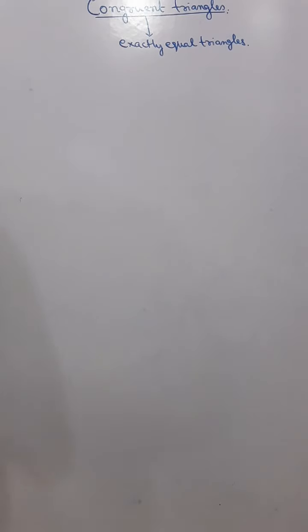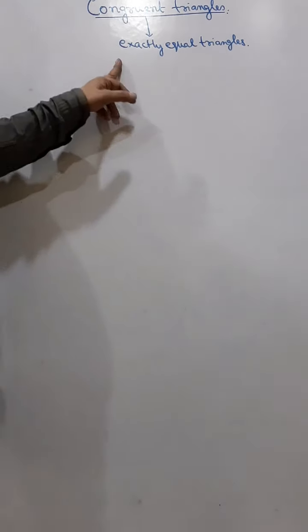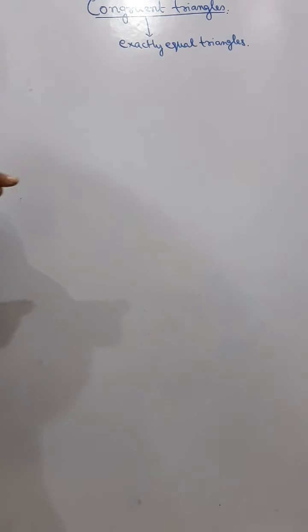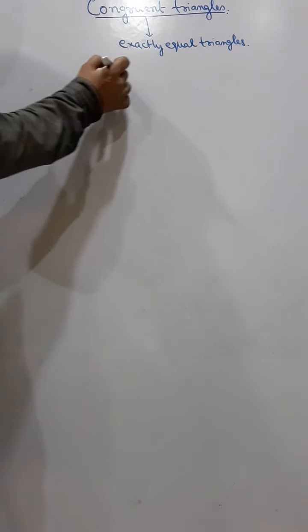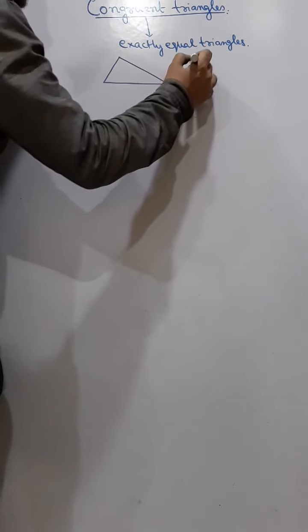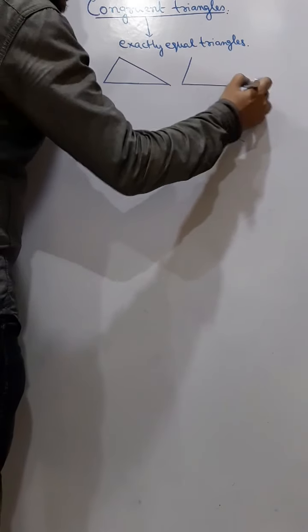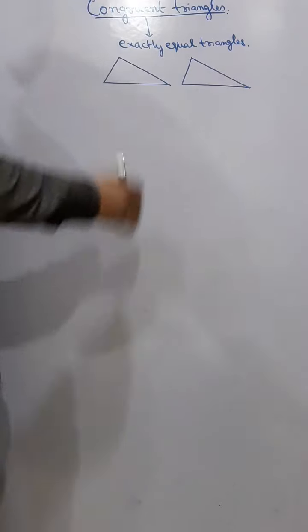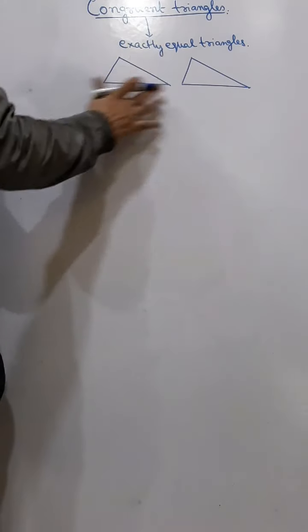Okay, students, we will start congruent triangles today. Congruent triangles actually means exactly equal triangles. So when we say two triangles are congruent, that means they are exactly equal triangles. That means their shape, size, everything is equal.